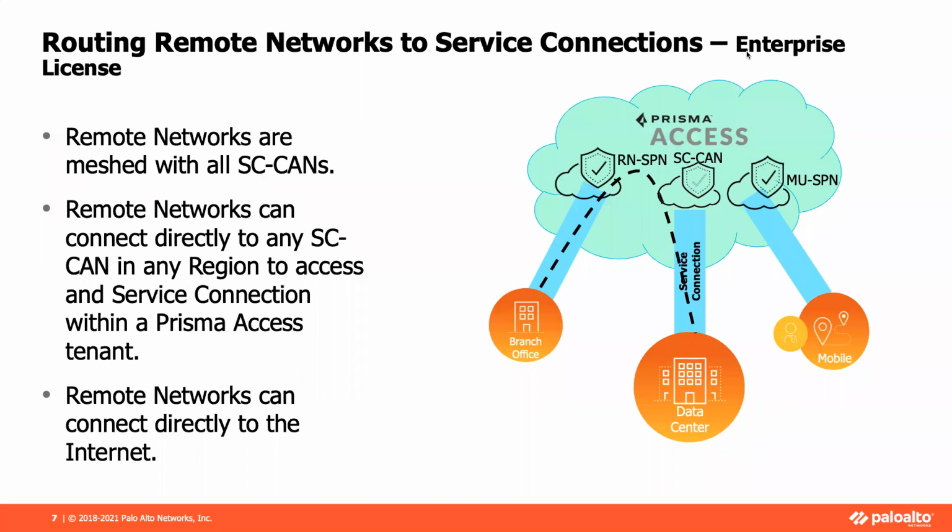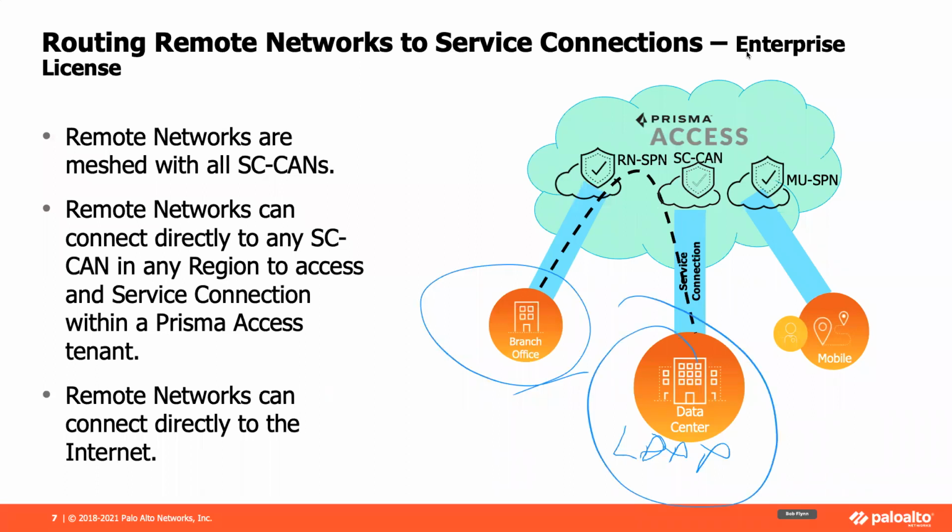By default, a user in a branch office or a remote network that might need to, say, talk to an LDAP server or a radius server, some sort of authentication service, DNS, whatever the case may be, needs to get to a service connection. As long as they've got the enterprise license with the service connection, they would go to the service connection and the data center that is closest to them. But we do have the ability, as we'll see a little bit later, to actually have some control over that.